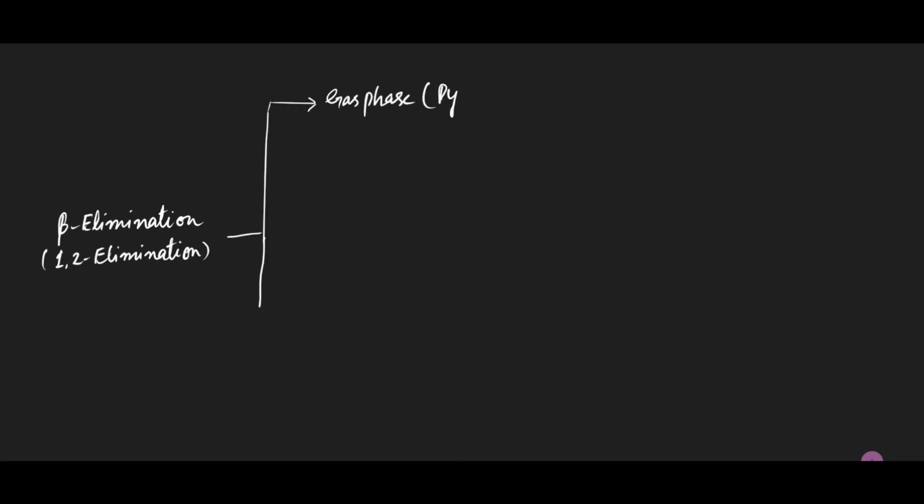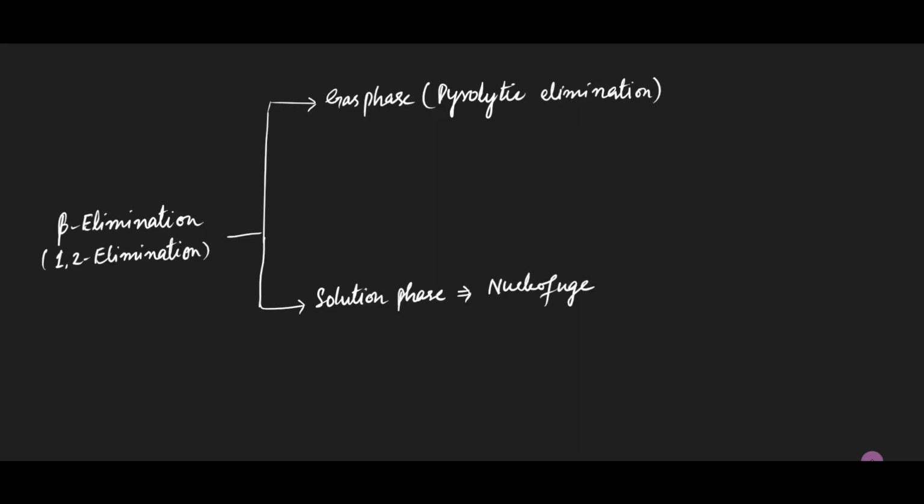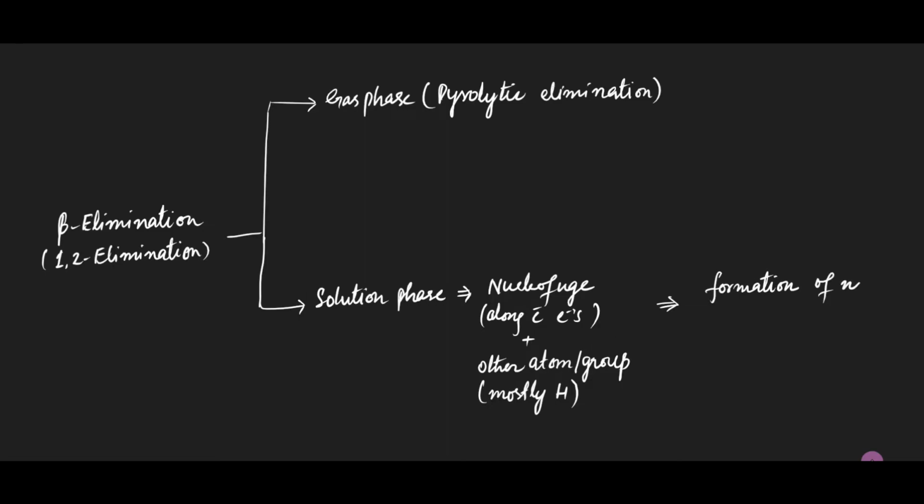Our lecture is based on beta elimination, also called 1,2 elimination. This can be divided into two types. One type takes place in gas phase, also called pyrolytic elimination. The other one largely takes place in solution. In case of reaction in solution, the nucleophile or leaving group leaves along with the electron pair. The other atom or group leaves without its bonding pair, most often being hydrogen which is abstracted by a base. Beta elimination in solution mostly leads to the formation of a new C-C double bond or C-C triple bond.